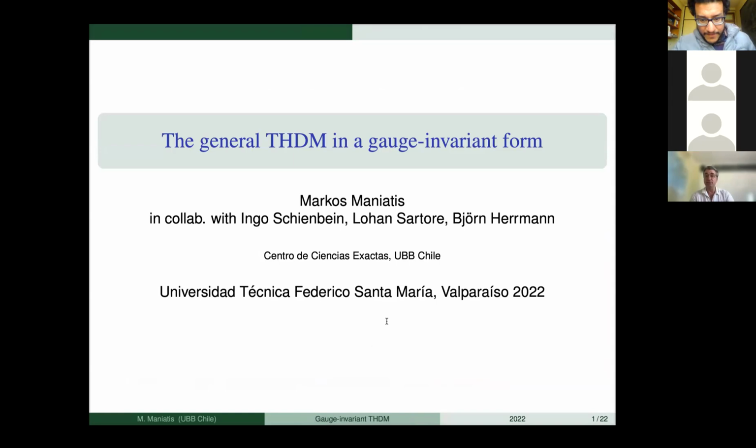This work I'm going to present was done in collaboration with Ingo Schienbein, Lorenz Latore, and Björn Herrmann from Grenoble University in France. And I want to convince you that one can express a complete Two-Higgs doublet model in a gauge-invariant form, and I hope gain more insight into the model.